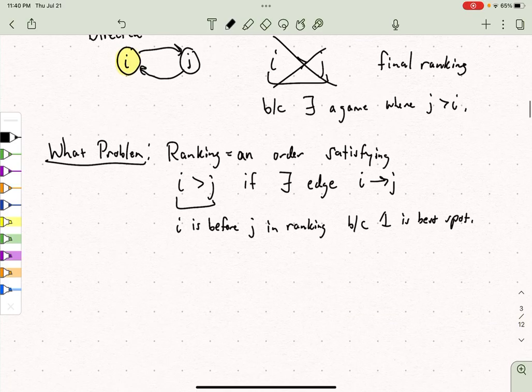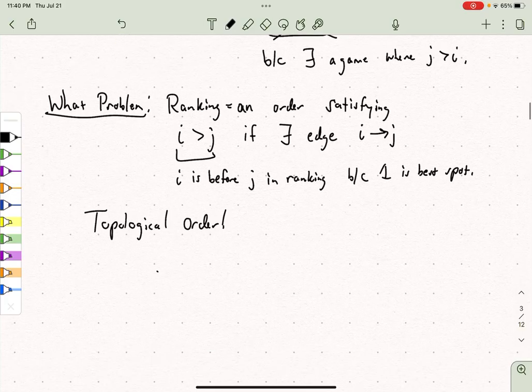So does this ordering look familiar? Well, this is exactly a topological ordering. Right? It's an ordering of the nodes so that edges always go forward in our graph.